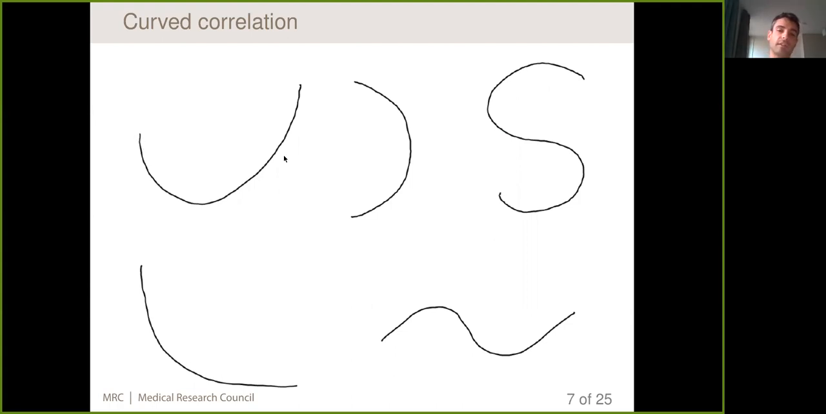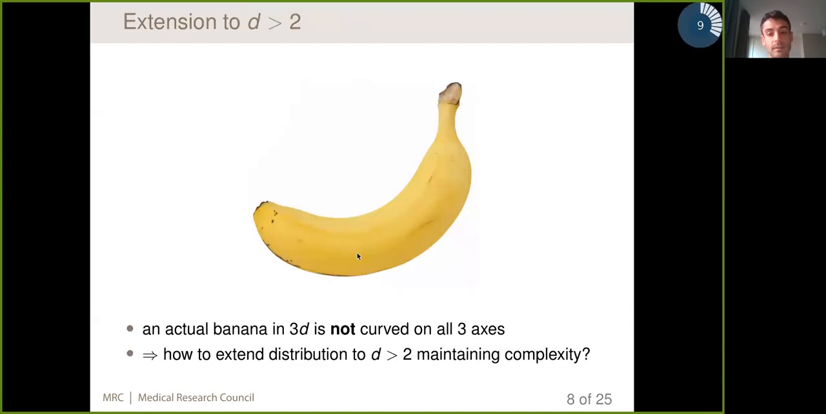Let's focus, for example, on the 2D Rosenbrock here. It's a 2D banana, right? The most intuitive way to extend that to 3D is to actually think about a 3D banana. But if you think about it, if you look at an actual banana from below, the third dimension you just added is not curved. So how do you extend a 2-dimensional model to 3 or more dimensions, preserving the complexity you care about in the model and without breaking it? This is an important question to me.